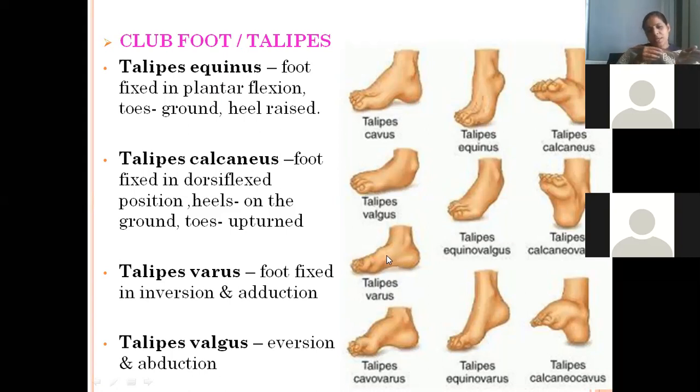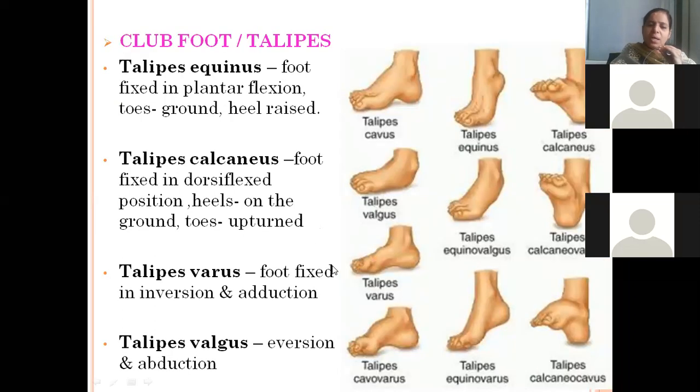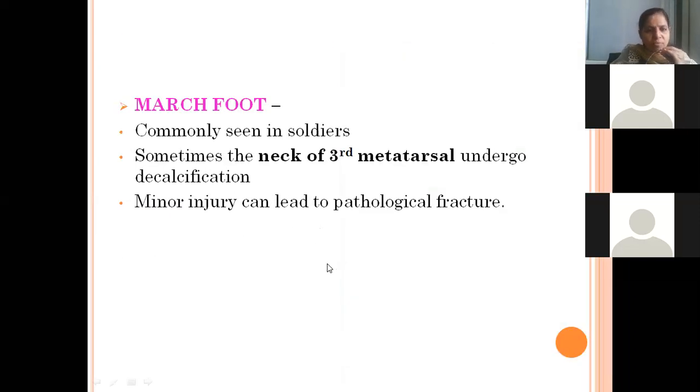Inversion, in the sense I said, is when the sole of the foot is facing the medial side. When it is facing outside, you call it eversion. That foot is actually called talipes valgus, something like this. So many deformities are there. At least if you write two or three, that is also enough.